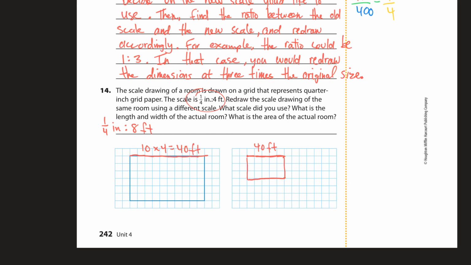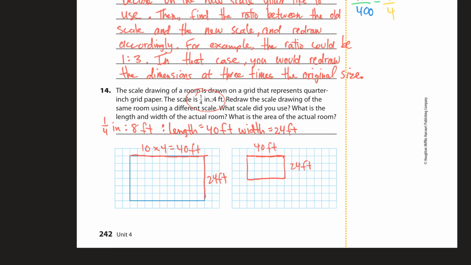What is this? Each quarter inch represents 4 feet. So 1, 2, 3, 4, 5, 6. So that means this has to be 24 feet, and this still is 24 feet, but just a different scale. Okay, there's a scale I use. What is the length and width of the actual room? Well, length is 40 feet. Width is 24 feet.